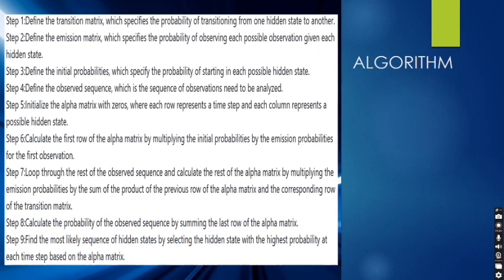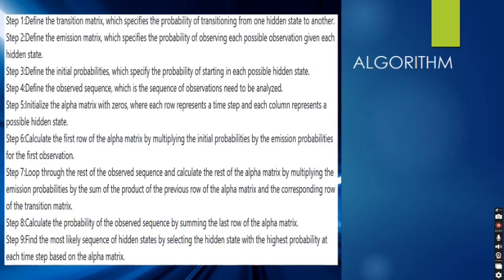Algorithm. There are totally 9 steps to be followed. The first step is to define the transition matrix, which specifies the probability of transitioning from one hidden state to another. Step 2. Define the emission matrix, which specifies the probability of observing each possible observation given each hidden state. Step 3. Define the initial probabilities, which specify the probability of starting in each possible hidden state.